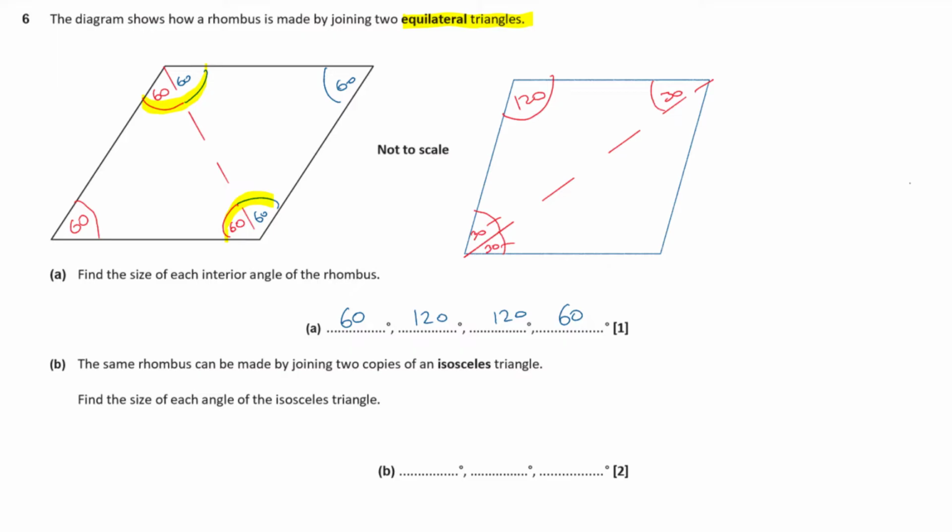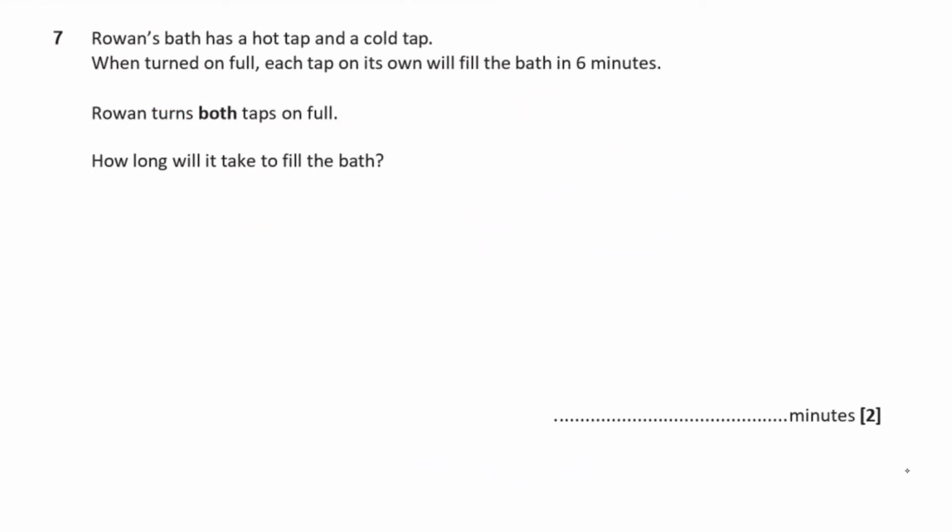So find the size of each angle of the isosceles triangle. That's going to be 30, 120, and 30, adding up to 180. Okay. Question 7. Rowan's bath has a hot tap and a cold tap. When turned on full, each tap on its own will fill the bath in 6 minutes. Okay. So Rowan turns both taps on in full. How long will it take to fill the bath?